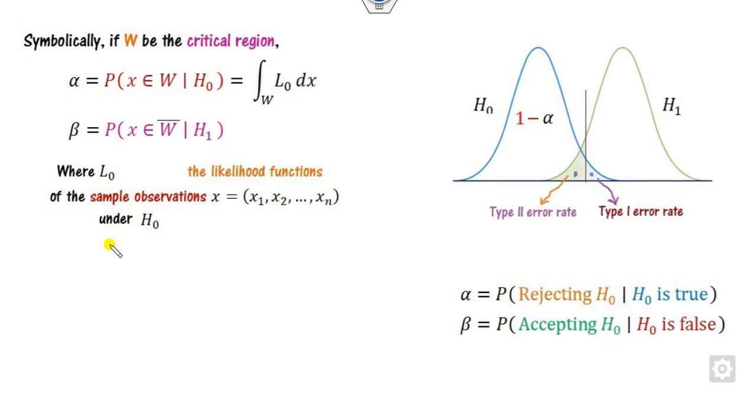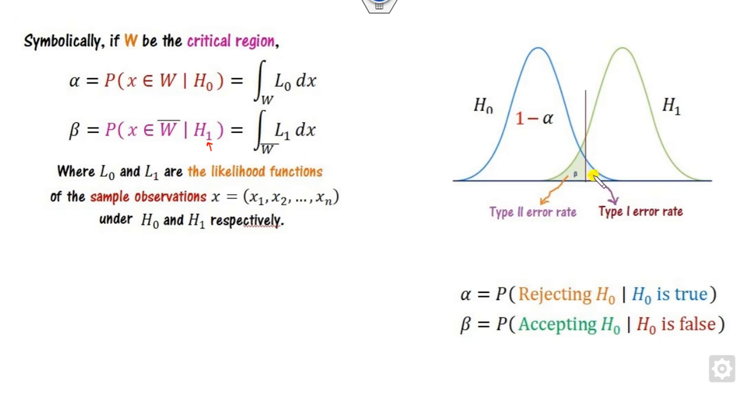On the other hand, once you define H1, the alternative hypothesis, then you may accept H0. This is my accept H0 region. Then the area here is called beta, that is the type 2 error. That is whenever X lies in the non-critical region, the acceptance region W complement, when H1 is true. Again you can write this value as the integration of L1 corresponding to H1, where L1 is the likelihood function.